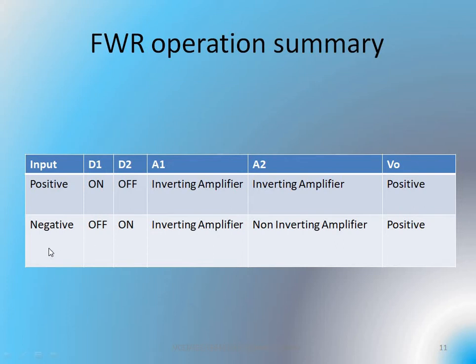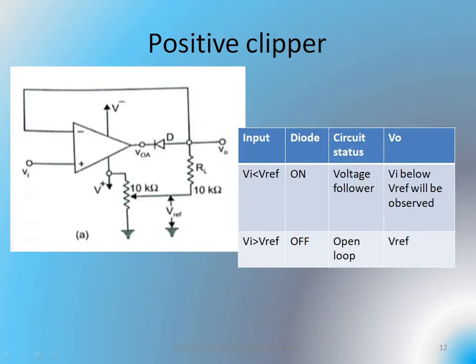Whereas in the case of a negative input, diode D1 will be off and diode D2 will be on, and here A1 acts as an inverting amplifier and A2 acts as a non-inverting amplifier. So this negative will be turned into positive by this inverting action, and this positive is carried out as such by the non-inverting operation. So this is the summary of the full wave rectification operation using an operational amplifier.